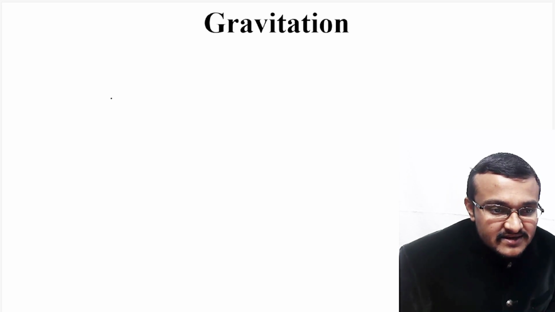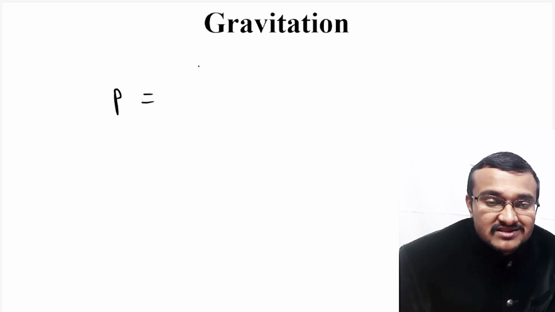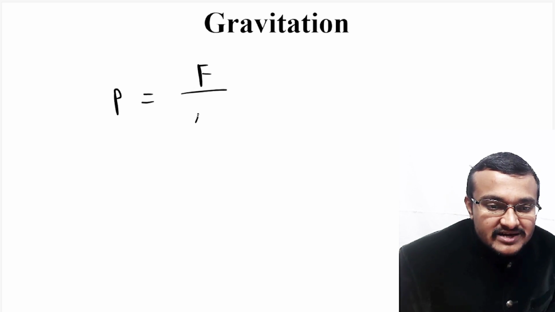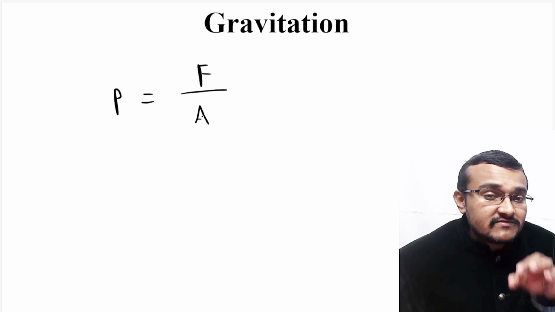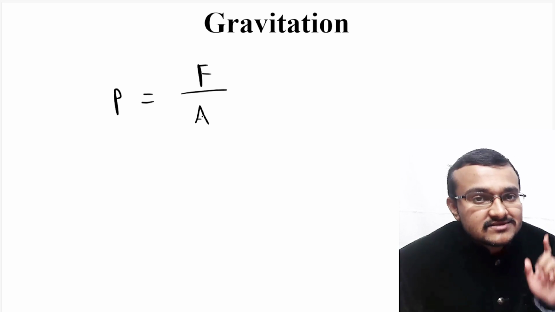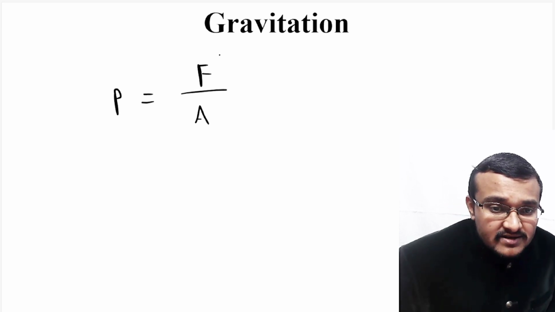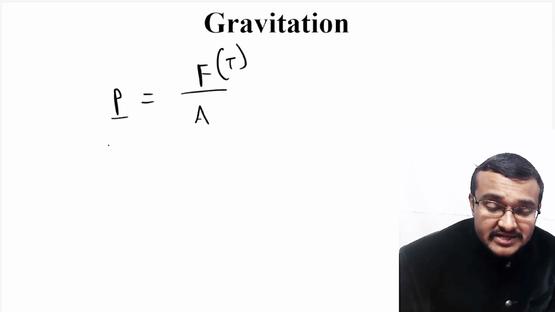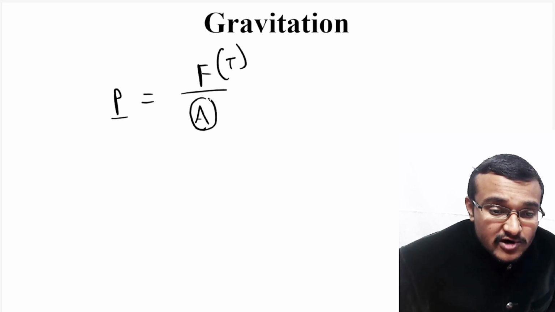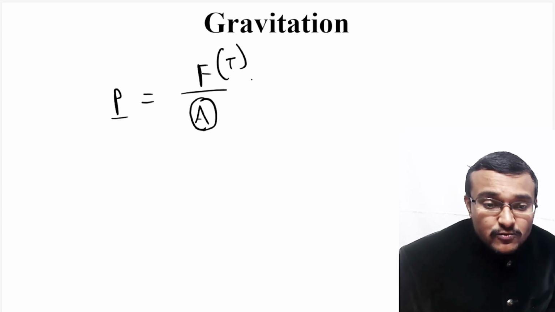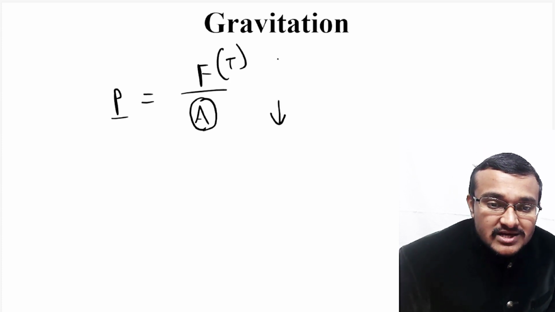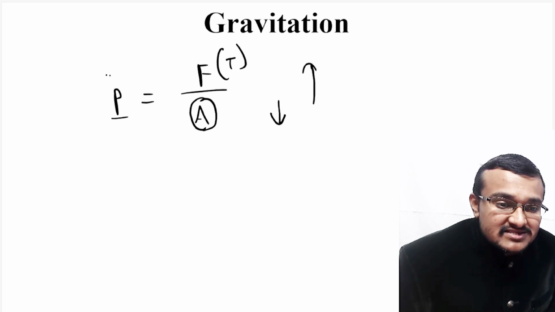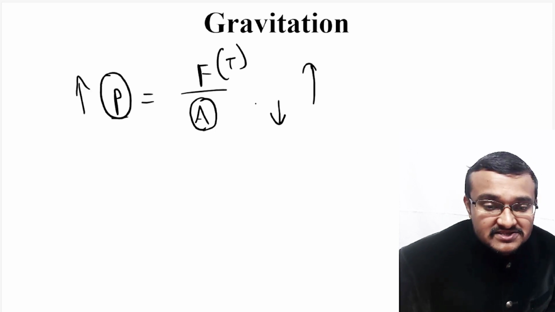You can clearly see here pressure is equal to thrust, and thrust is nothing but force, so I'm writing just force by area. So simply you can remember force by area. Always remember thrust by area is pressure. So here this force is thrust, and thrust by area gives you pressure. In this formula, area is in the denominator. So whenever the value of the denominator reduces, the total value increases. That means this pressure increases.